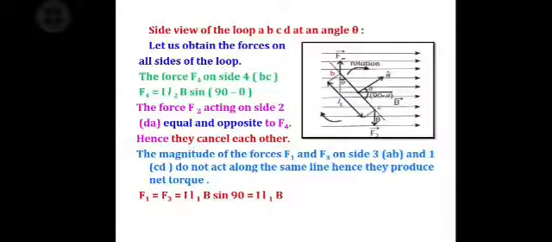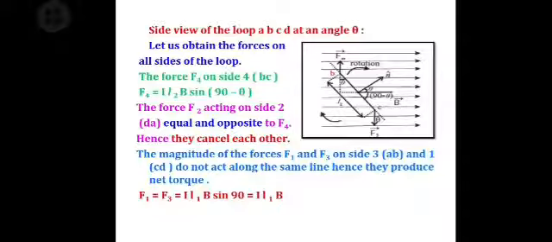The force F4 which is acting on the side BC is given by Lorentz law as I L2 B sin(90 minus theta). Here L2 is the length of BC and L1 is the length of AB as well as CD. Force F2 is acting on the side DA, and this force F2 is equal and opposite to F4.